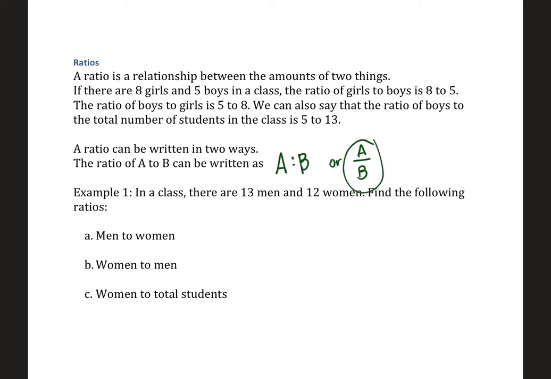Okay, for example 1, in a class there are 13 men and 12 women. Find the following ratios. Men to women, I identify first how many men there are. There are 13. How many women are there? 12. Women to men, it's going to be the opposite. There's 12 women and 13 men.